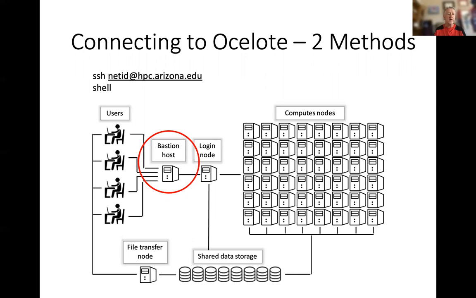And see at the top there how you get to it: SSH netid at hpc.arizona.edu. We're going to go over two methods to access supercomputers. So this one is the command line, and we'll also do the GUI mode, and you'll be shown both.